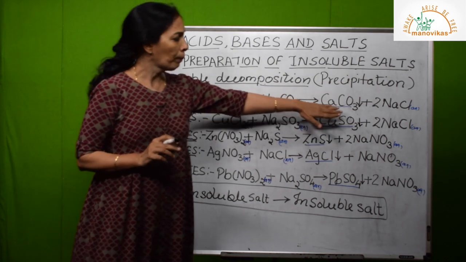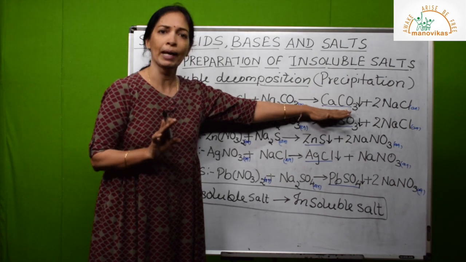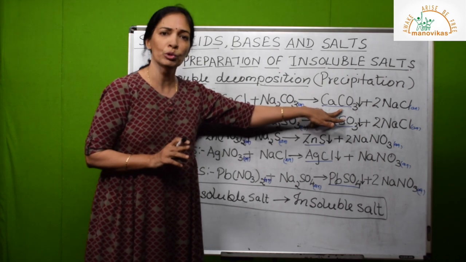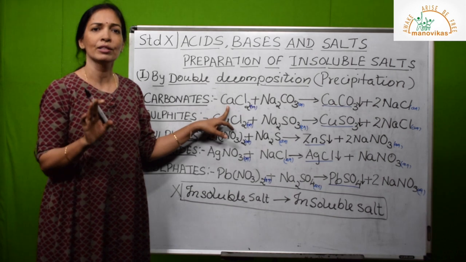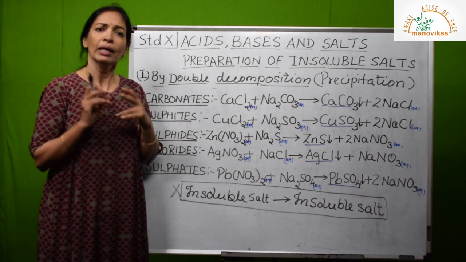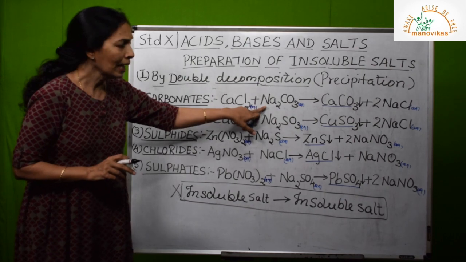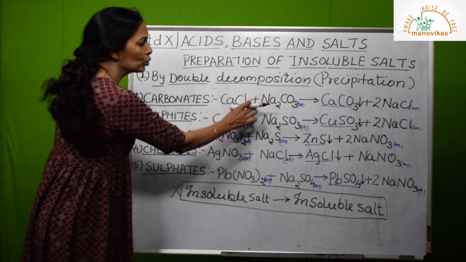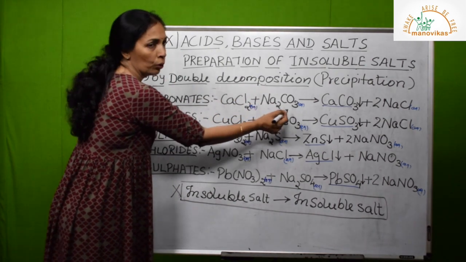Let us suppose we have to prepare calcium carbonate, and we know that calcium carbonate is insoluble. Choosing the reactants, this calcium carbonate will help you to choose them. We will take any soluble calcium salt. Calcium has two soluble salts, calcium chloride and calcium nitrate. Any one you can take. I have written here calcium chloride. Plus this has to react with a soluble carbonate which will furnish the carbonate anion. Sodium, potassium and ammonium carbonates are soluble, so we can take sodium carbonate here.